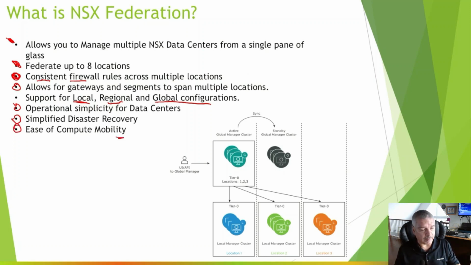Also, ease of compute mobility. What they're referring to there is if I'm going to migrate a VM from one vSphere environment to another, like cross vCenter vMotion, well, one of the nice things with NSX Federation, I don't have to worry about my network. My layer 2 network exists at that other location. I don't have to worry about routing. Routing exists over there. I just basically plop the VM over and rock and roll. So that's what it says, ease of compute mobility.